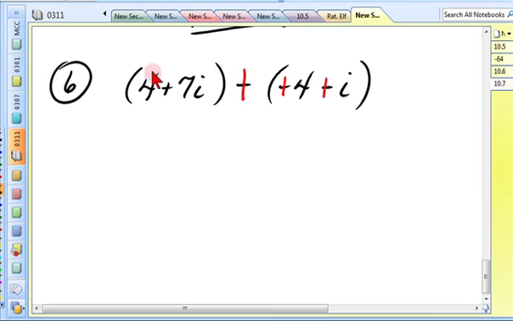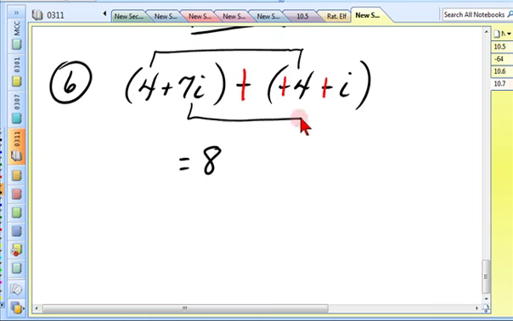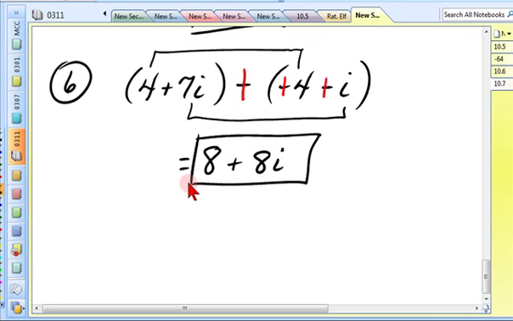So now I'll add the reals. 4 plus 4 is 8. I'll add the imaginaries. 7i plus an implied 1i is 8i. And I'm done. And anytime you subtract two complex numbers, you get a complex number. Typically, when they give you one that's got the two pieces to it, they put it in parentheses, but you don't have to put your answer in parentheses.